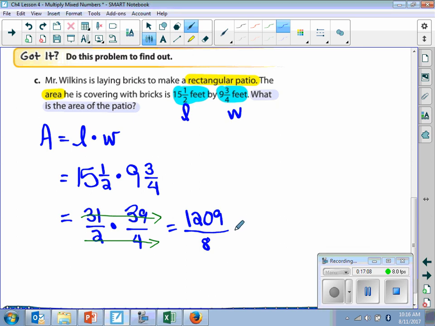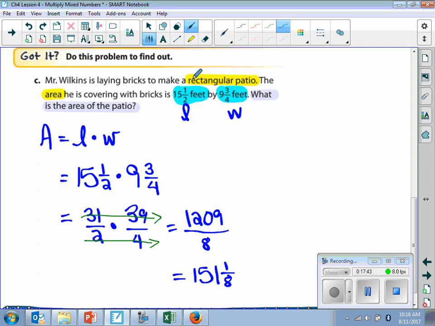And when we did that division, 1,209 divided by 8, how many times does 8 go in there evenly? 151. And how many did we have left over? We had remainder 1, so that 1 becomes the numerator, becomes a fraction part, and the denominator stays the same. Very good. Now we need to make sure that we label it, because this is a word problem, right? So this is 151 and 1/8.